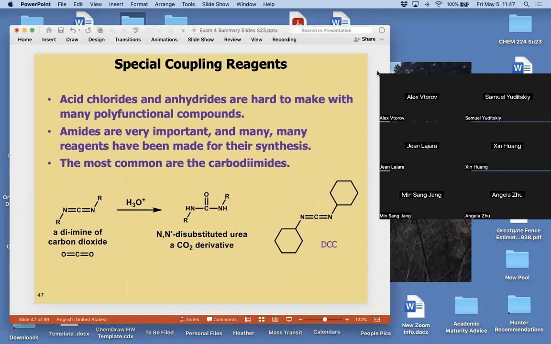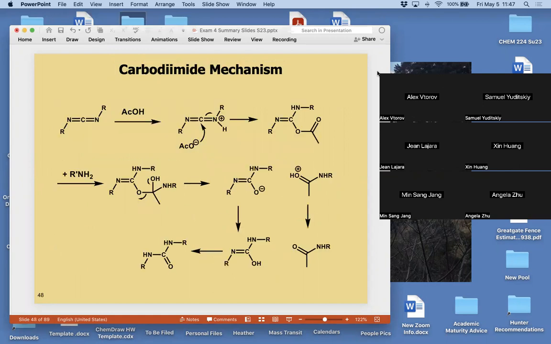Okay, DCC, a carbodiimide, specialized coupling reagents. The mechanism looks very new, but if you think of it right, it's not hard. So let me go through that. Nitrogen has a lone pair. Think of this as a funny carbonyl. So you want to activate it, you protonate it. And now a nucleophile can attack the carbon.